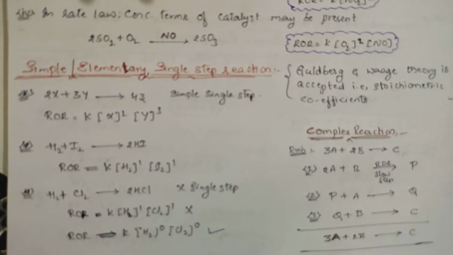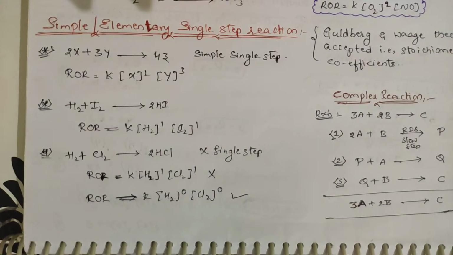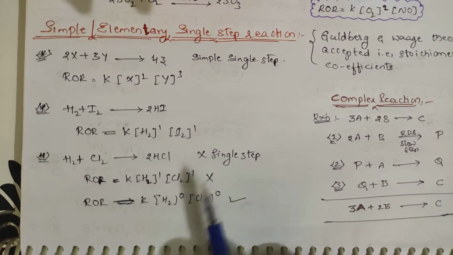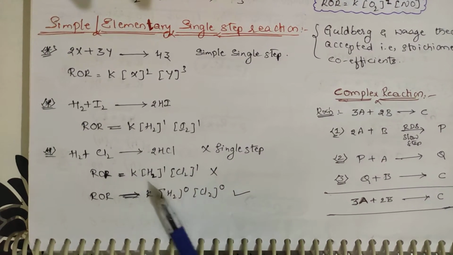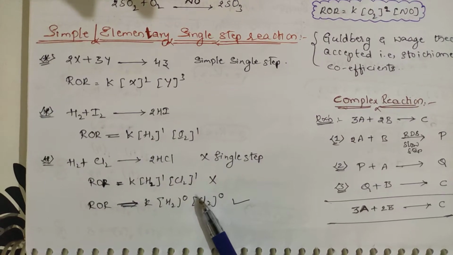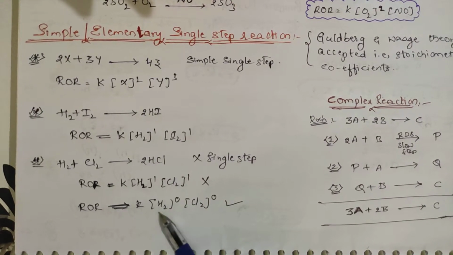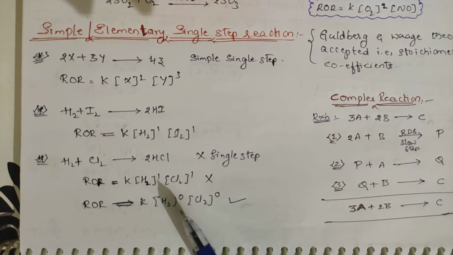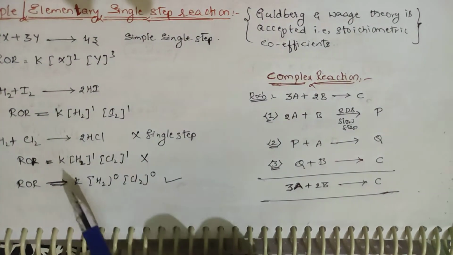If I take H2 plus Cl2, okay, what happens? H2 plus Cl2 forms 2HCl. It is not a single step reaction because in the first year you already learned it depends upon light, a photochemical reaction, formation of HCl. Okay, ROR you can't write in this pattern because this is not a single step. It is a photochemical or photosensitive reaction. It takes multiple steps. So generally the equation is ROR = K [H2]^0 [Cl2]^0. This is the correct equation. Means the rate of the reaction does not depend upon the concentration of the reactants. Okay. See what is meant by the complex reaction. These are the simple step reactions. Okay. This is not.